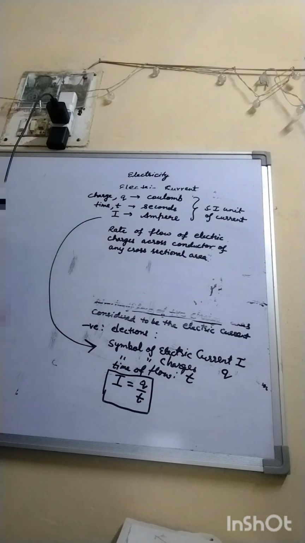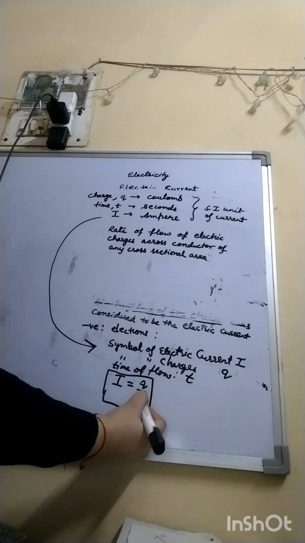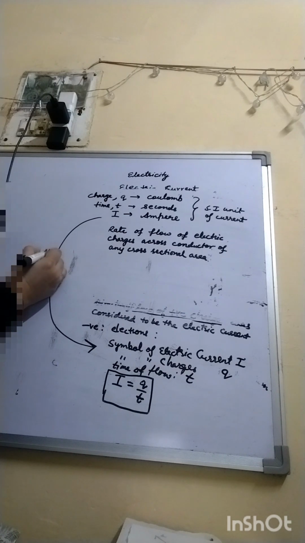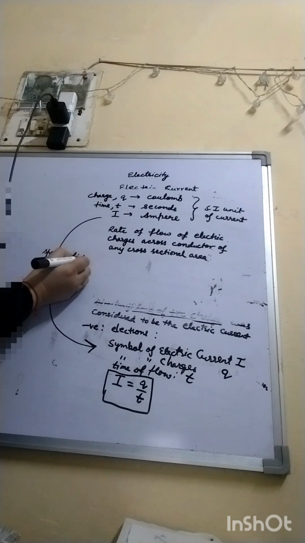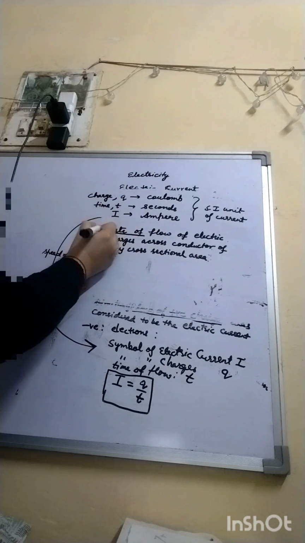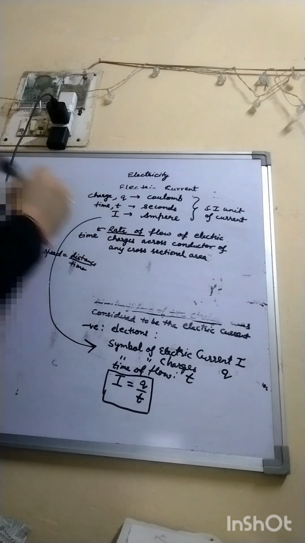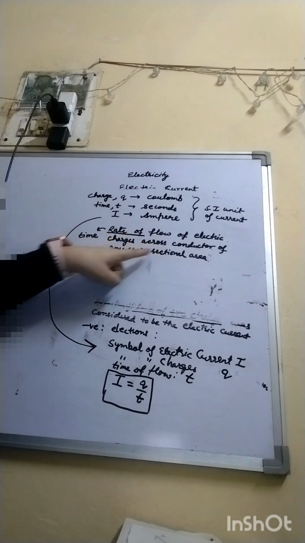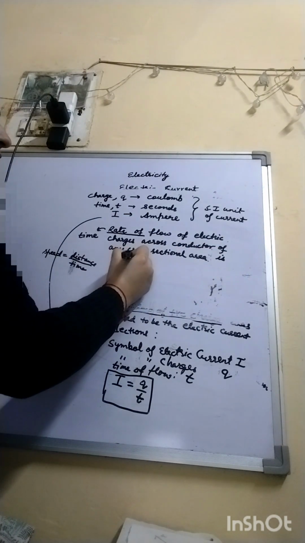Whenever you compare anything with time, like distance covered per unit time, what is that called? That is called speed. Speed is equal to distance upon time. Then you could say rate of distance covered, but we don't define it like this. Here we define it as the rate of flow of electric charge. This rate signifies that we are comparing the amount of charge with respect to time. So the rate of flow of electric charges across a conductor of any cross-sectional area is called electric current.